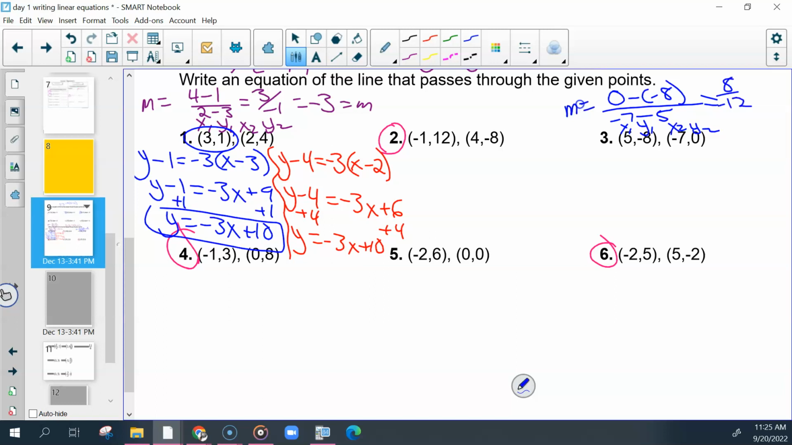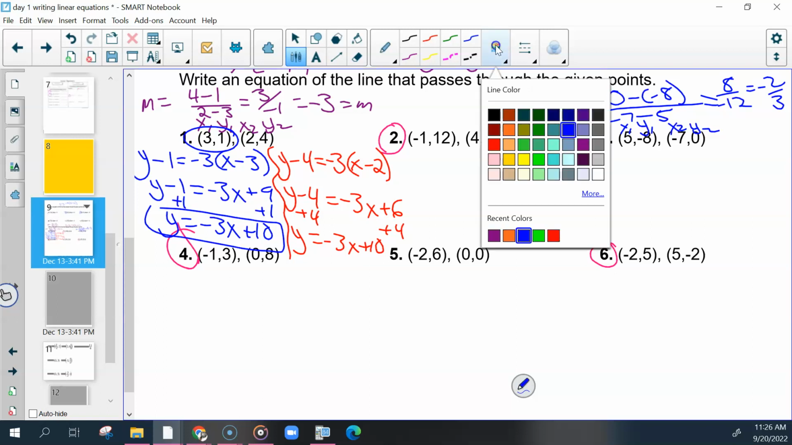And that can be simplified down to what? You were thinking divide by 4. So negative 2/3. And that's going to be your m. If you have an ordered pair that has a 0, I would say use that one because it'll make your life a little bit easier.